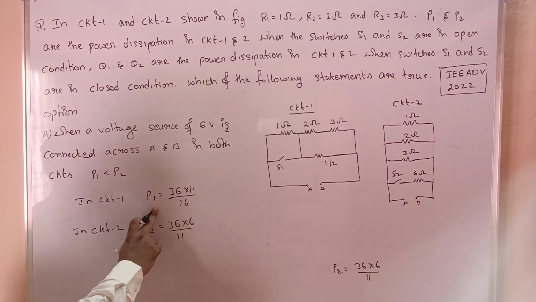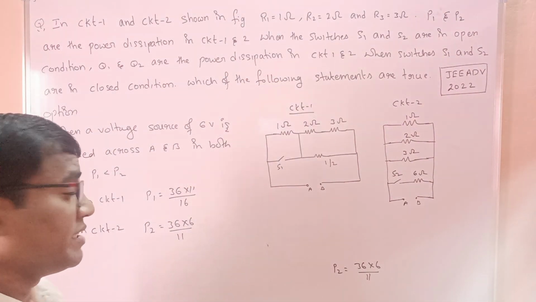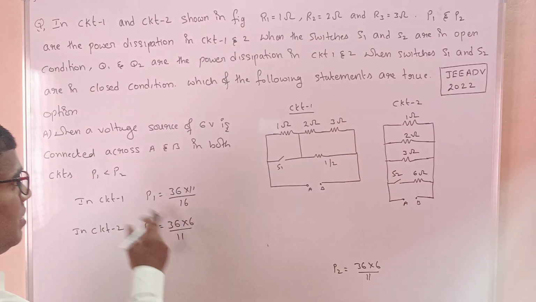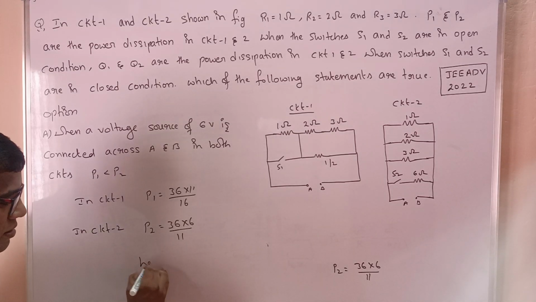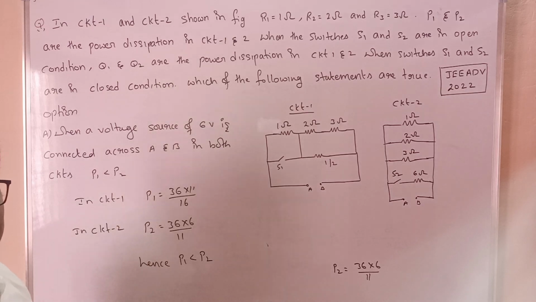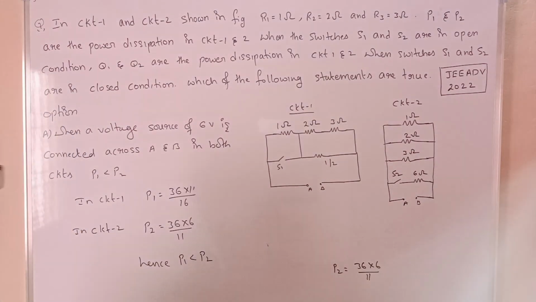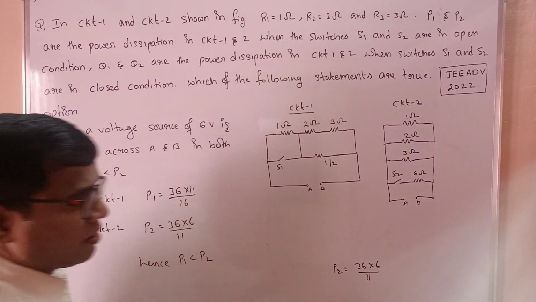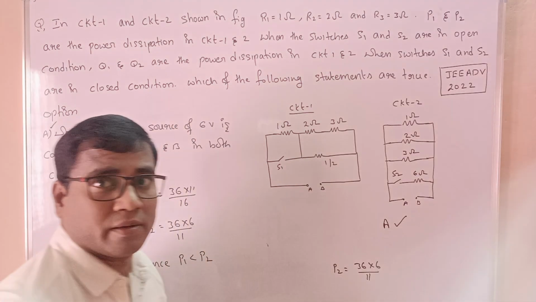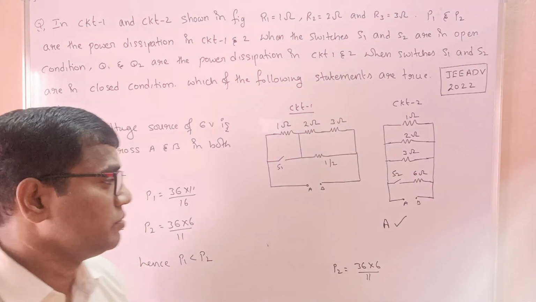See, here we got P1 is equal to 36 into 11 by 16, and P2 we got 36 into 6 by 11. So from this we can clearly understand that P1 is less than P2, which means option 1 is correct. So the first option, option A, is correct. Now we will go with option 2.